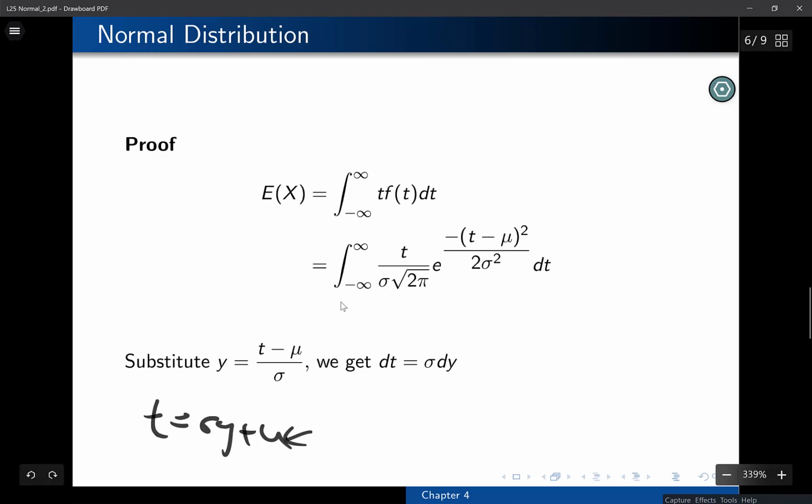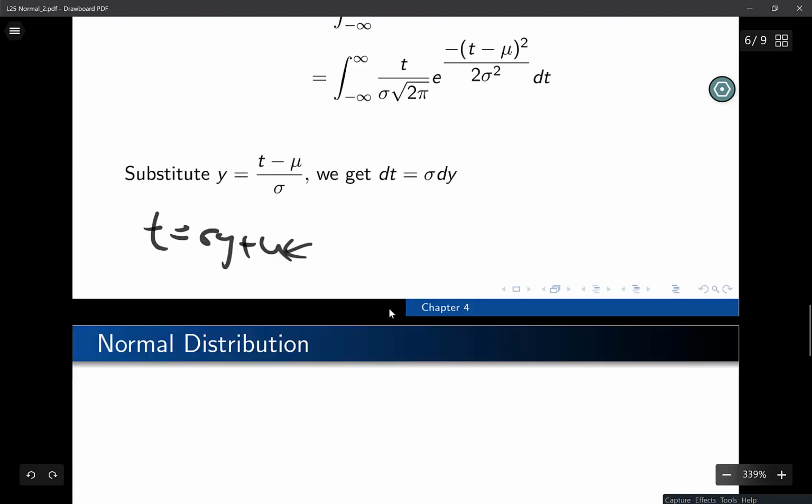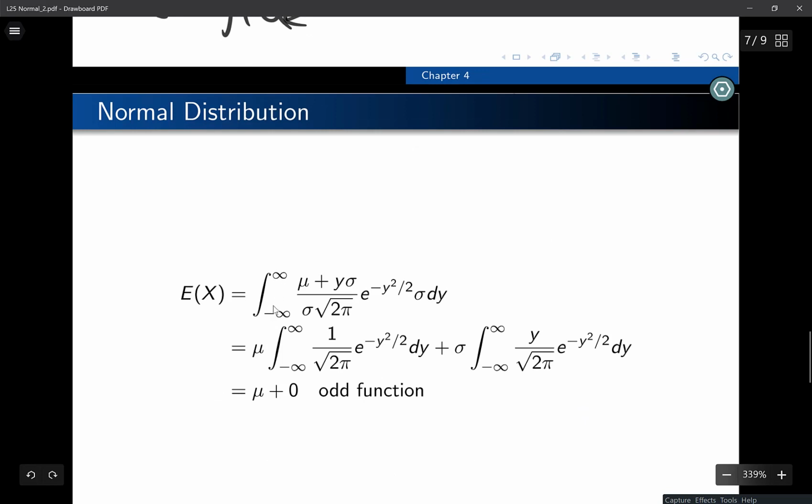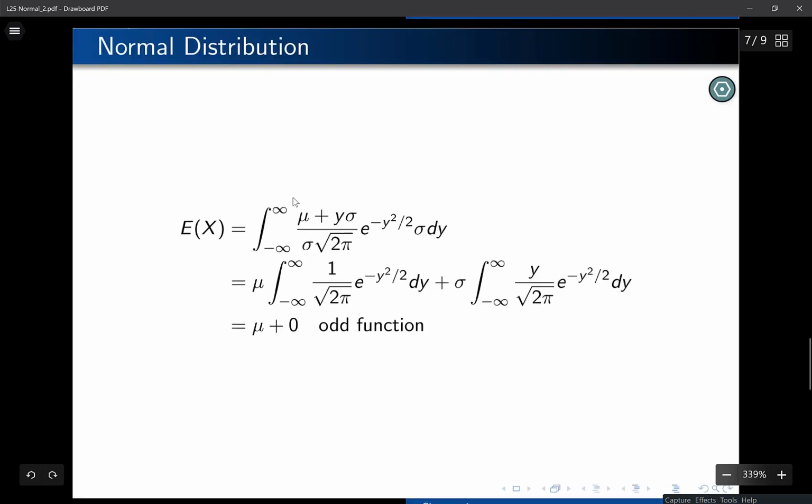If t goes from minus infinity to infinity, y also has the same limits, so the limits still remain from minus infinity to infinity. We make the substitutions, and this is the integral in terms of the new variable y. Now I have mu plus sigma y, times the density. So we split this into two parts, the first part and the second part.